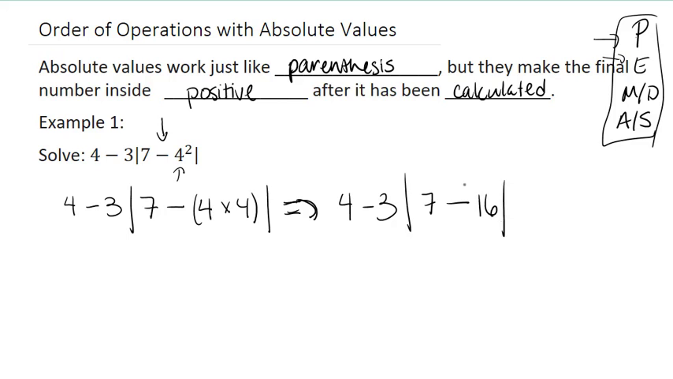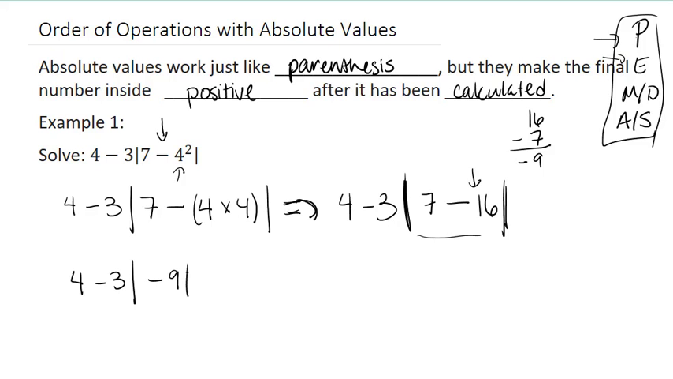So then the next step would be to subtract what's inside this absolute value sign. So the first thing we need to do is we take the 16 and then we can subtract the 7. This is a little bit easier to do. So 16 minus 7 is equal to 9. But that negative sign is attached to the larger number. So this is negative 9. So then this problem becomes 4 minus 3, then the absolute value, we have negative 9.